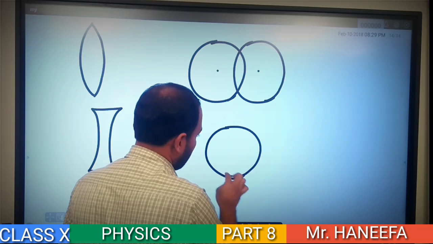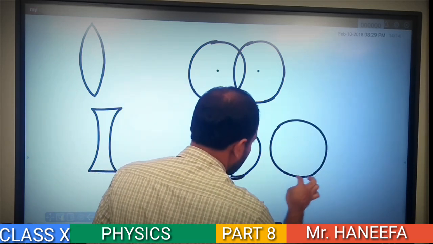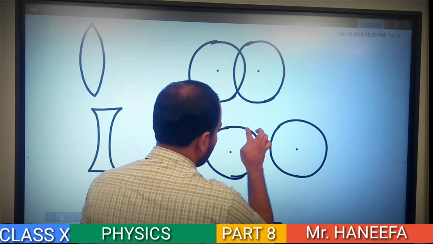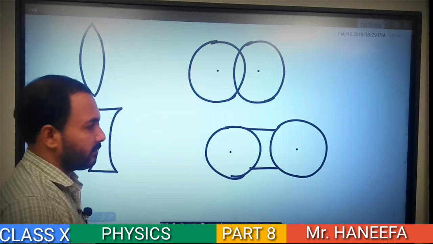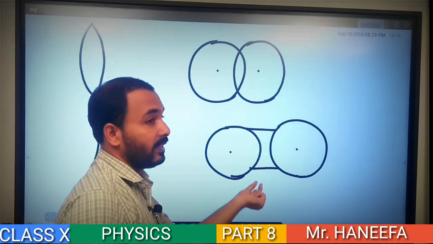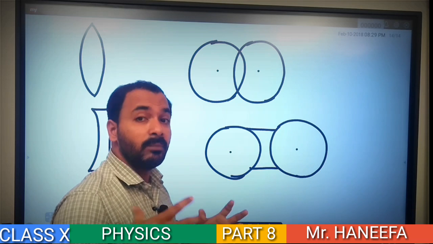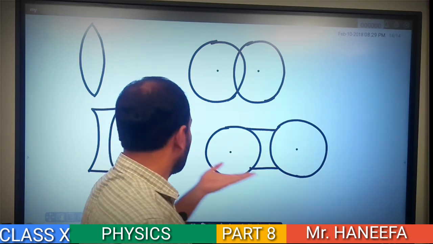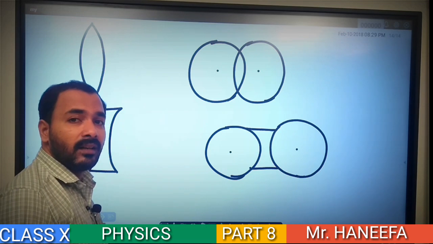Next, we consider one sphere, and then another sphere. So here a concave lens forms. So a concave lens is also the part of the spheres. So a concave lens is also a spherical lens.